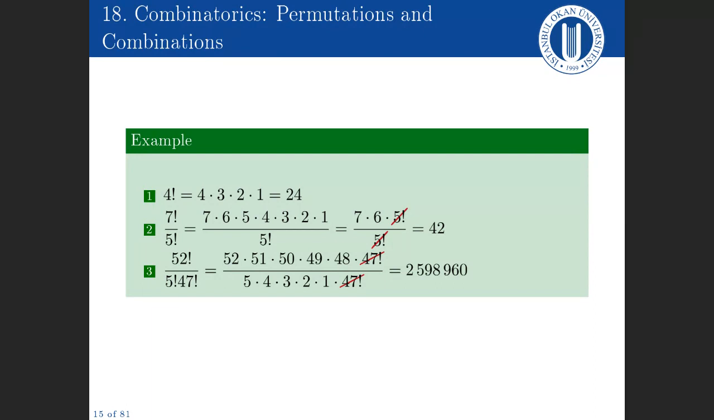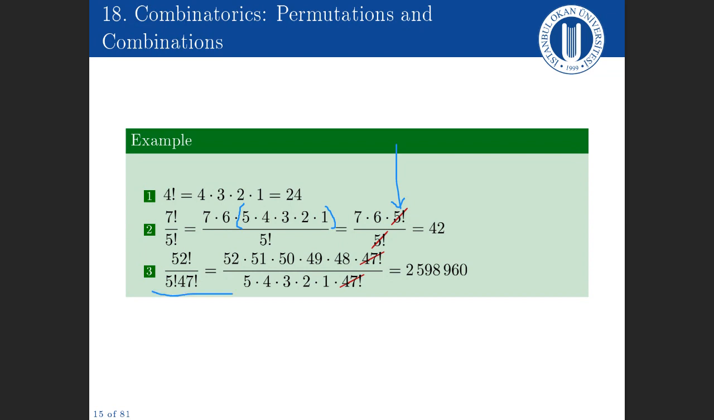7 factorial divided by 5 factorial means 7 multiplied by 6 multiplied by 5 multiplied by 4 multiplied by 3 multiplied by 2 multiplied by 1 divided by 5 factorial. But 5 multiplied by 4 multiplied by 3 multiplied by 2 multiplied by 1 is just 5 factorial. So on the top, we have 7 multiplied by 6 multiplied by 5 factorial and then divided by 5 factorial. So we just end up with 7 multiplied by 6, or 42.